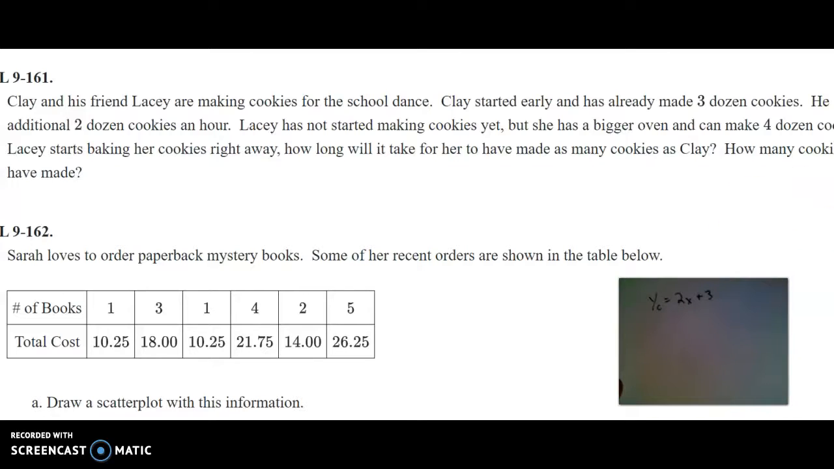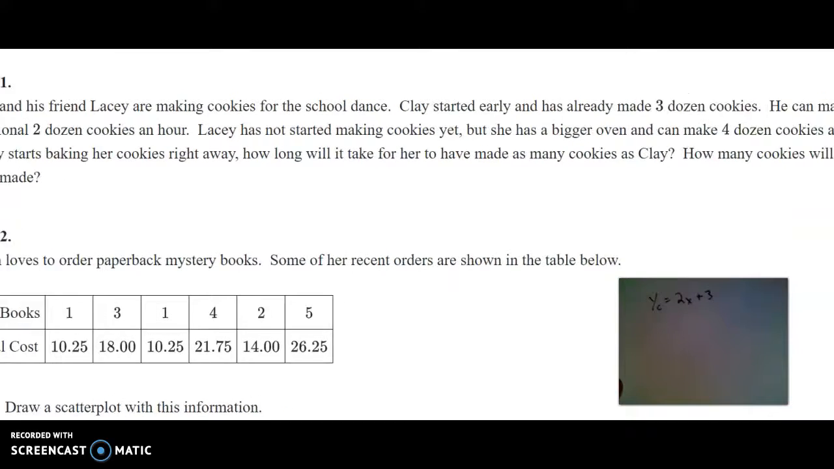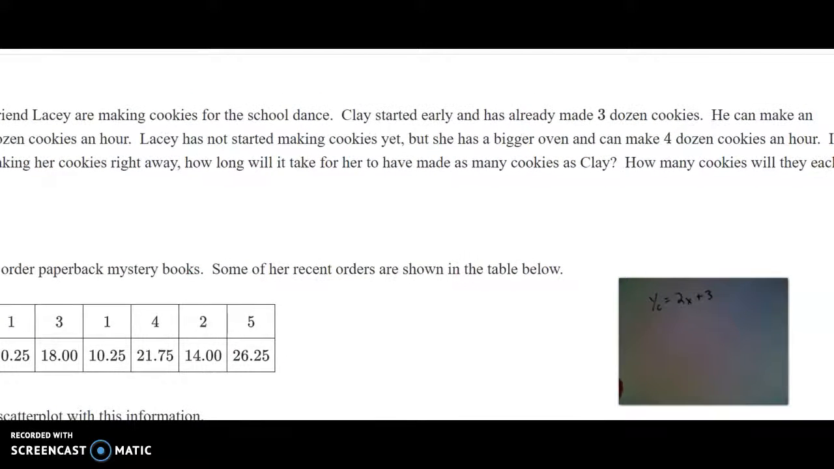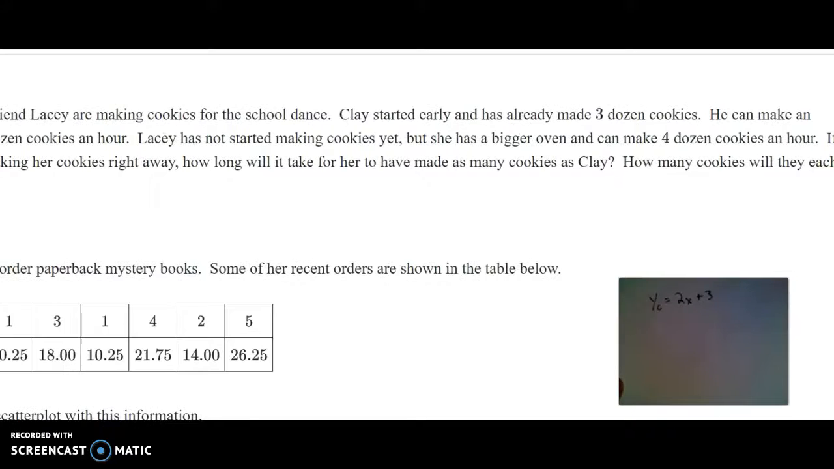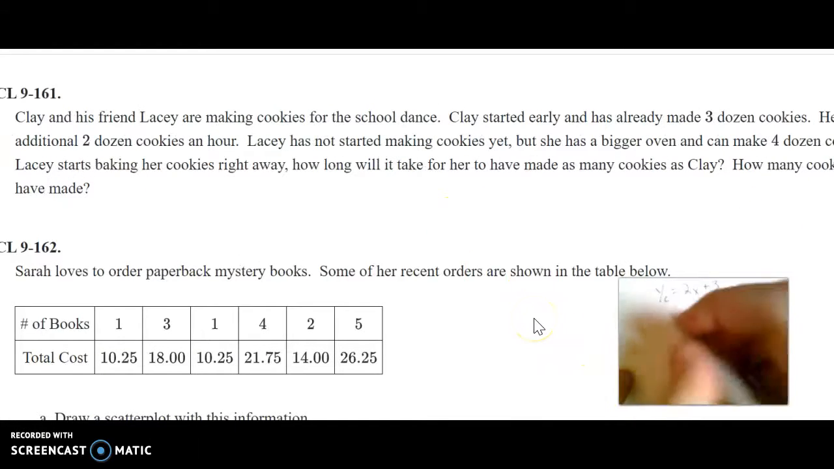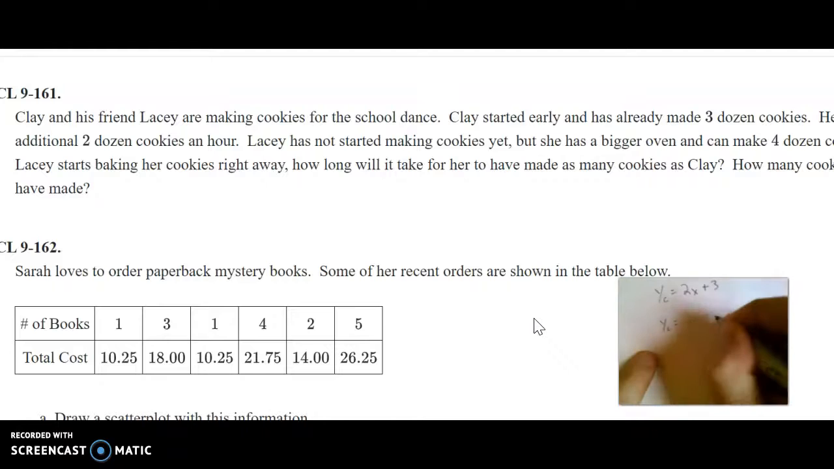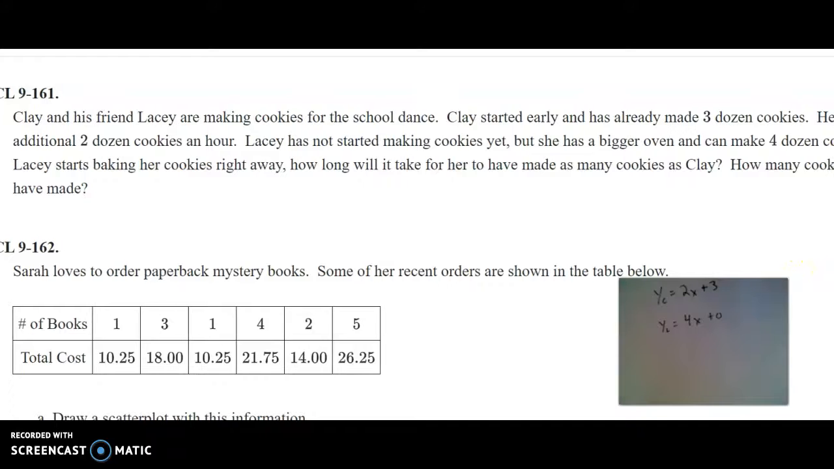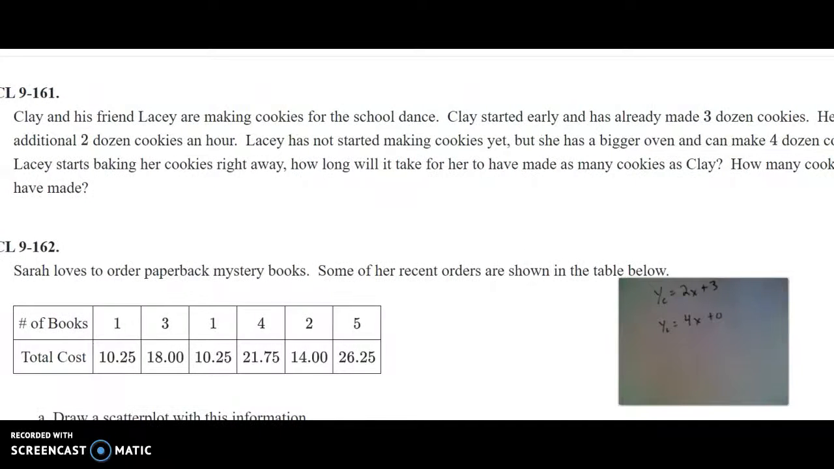And the equation for Lacey: she has not started making cookies yet, but she has a bigger oven and can make 4 dozen cookies an hour. So if she hasn't made any cookies yet, plus 0 is the y-intercept. And if she makes 4 dozen every hour, it'd be 4x plus 0. And now we want to know how long it will take for them to have the same number of cookies, and how many cookies is that?